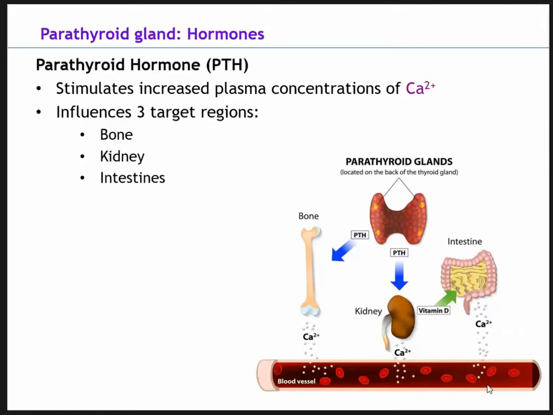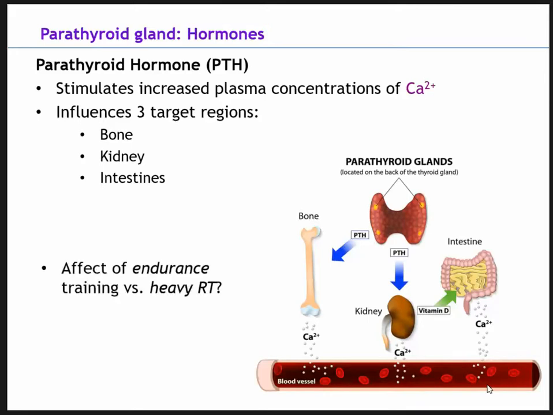PTH indirectly stimulates osteoclasts. There are no receptors involved, it works by influencing precursors. PTH does bind with osteoblasts, which are important for the repair of bone from just everyday stress and exercise.